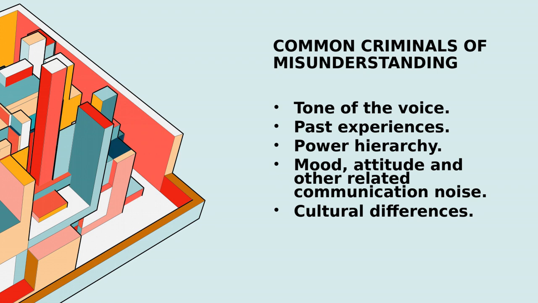So they are maybe not ready to exactly listen to you. So that is when the power hierarchy plays its role. Mood, attitude, and other related communication noise. So all those things that disturb you to understand the message of the interlocutor, of the sender, is called communication noise. So communication noise distracts you, it disturbs you, so that in the end you really don't understand the message correctly. Either you misinterpret it or you misunderstand it.